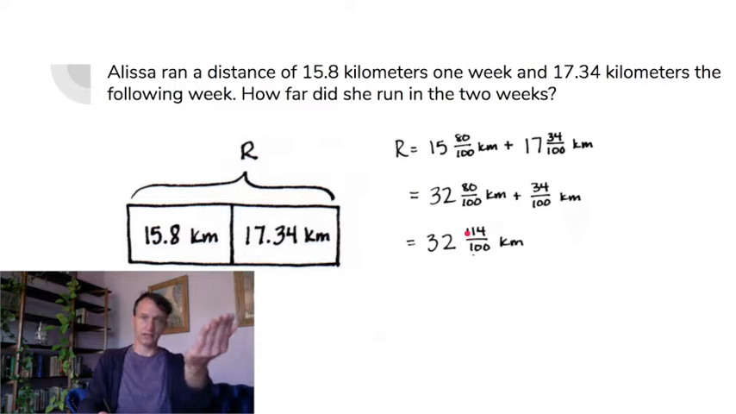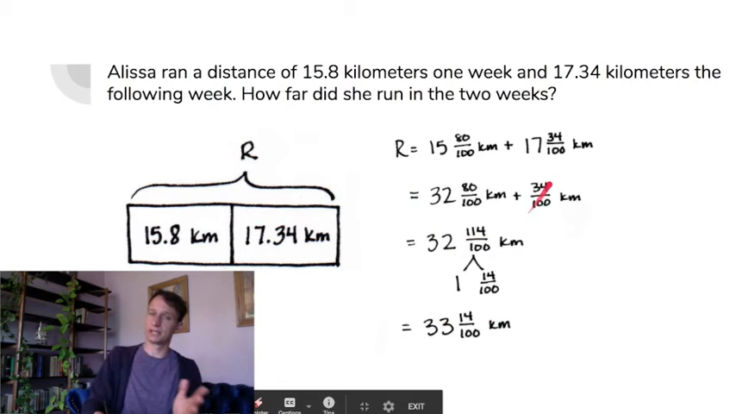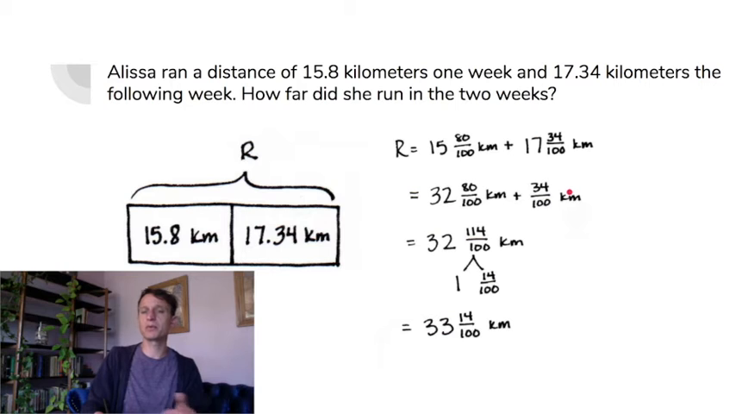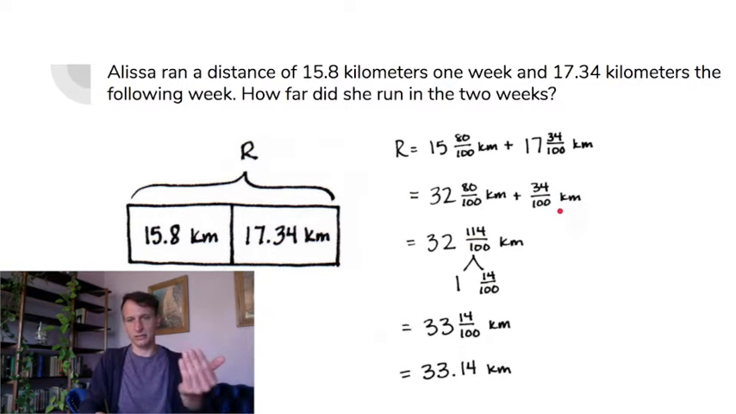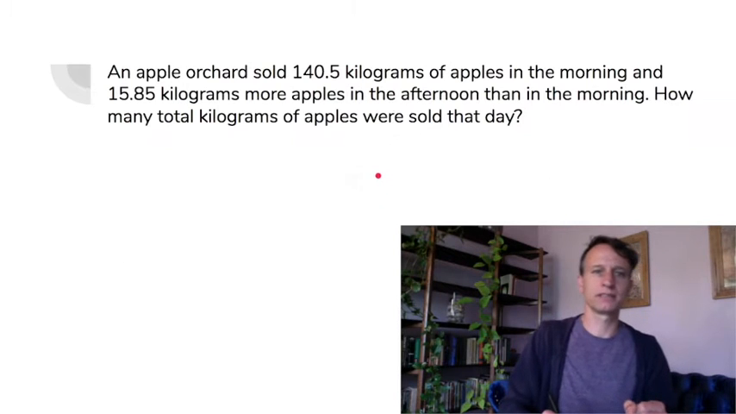Yes, and we can pull out the 100 hundredths, which will be another 1 whole. So 32 plus 1 is 33, leaving 14 hundredths. So there it is. See, there's the 1 whole, and leaving 14 hundredths. So 33 and 14 hundredths kilometers. But again, we were asked the question in decimal form, so our answer in our statement will be written also in decimal form. So Alyssa, big runner that she is, 33 and 14 hundredths kilometers in 2 weeks. Go Alyssa, you're running. Let's move on.